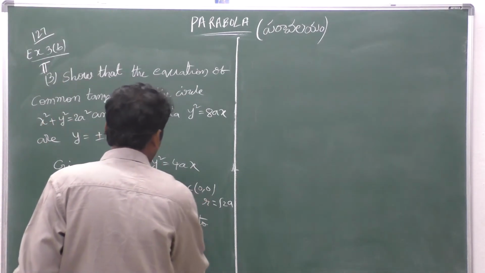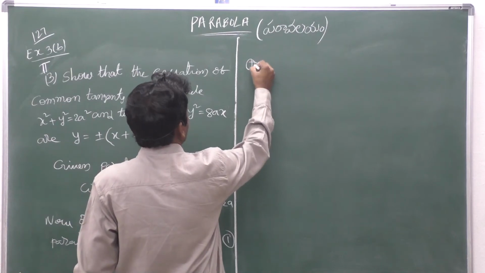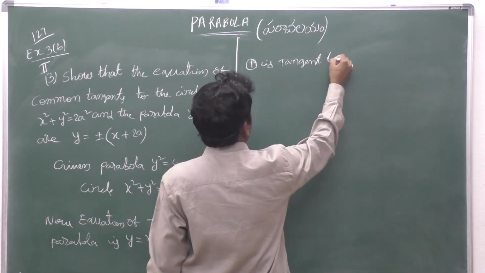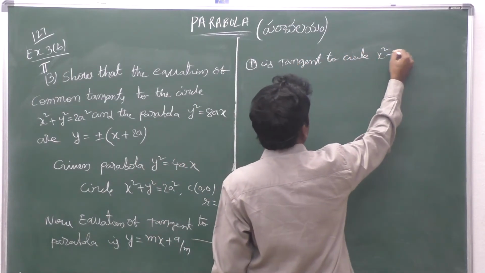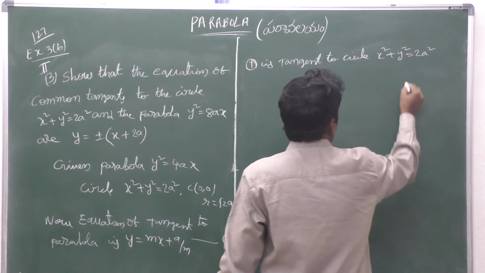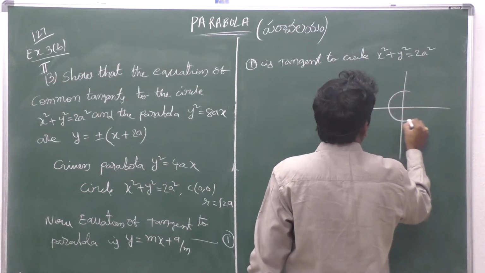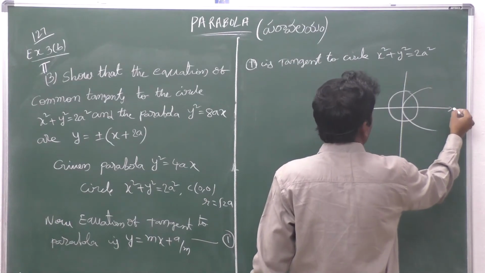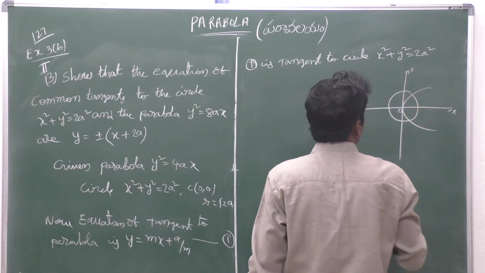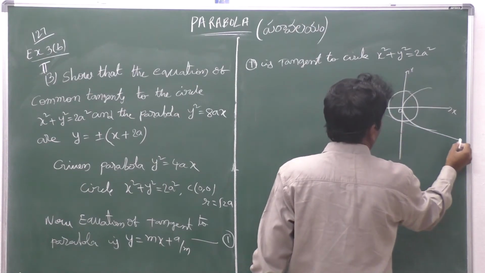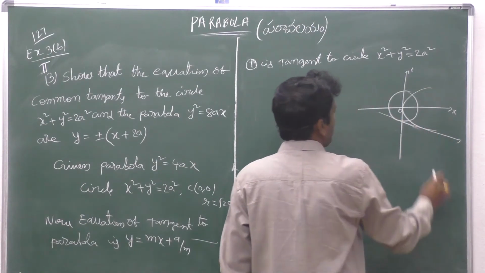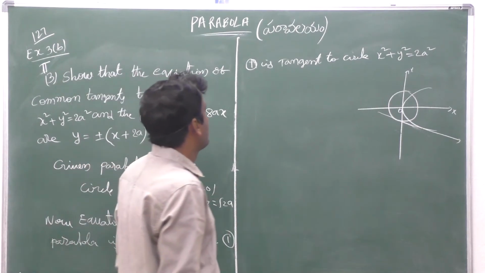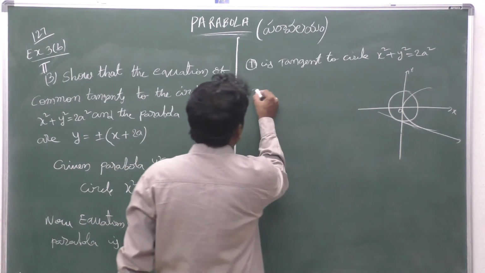Okay, this is tangent to the circle x square plus y square equal to 2a square. Equation of common tangent to parabola and circle is y equal to plus or minus x plus 2a. Parabola tangent is y equal to mx plus a by m. This is also tangent to the circle, that implies r equal to d.